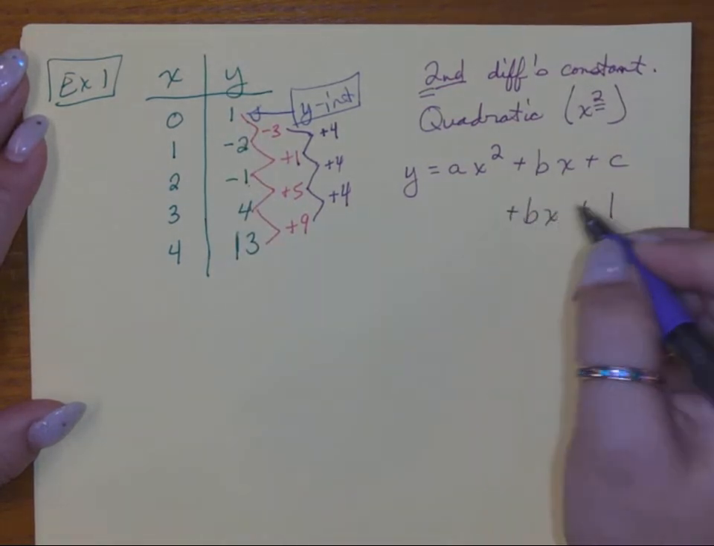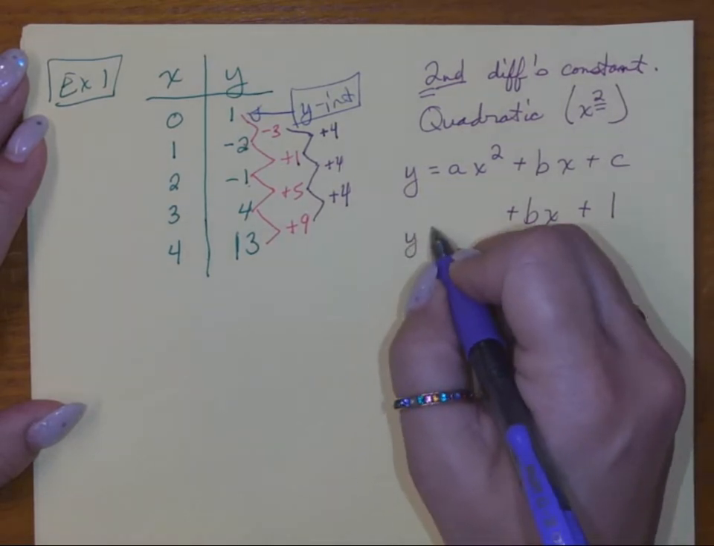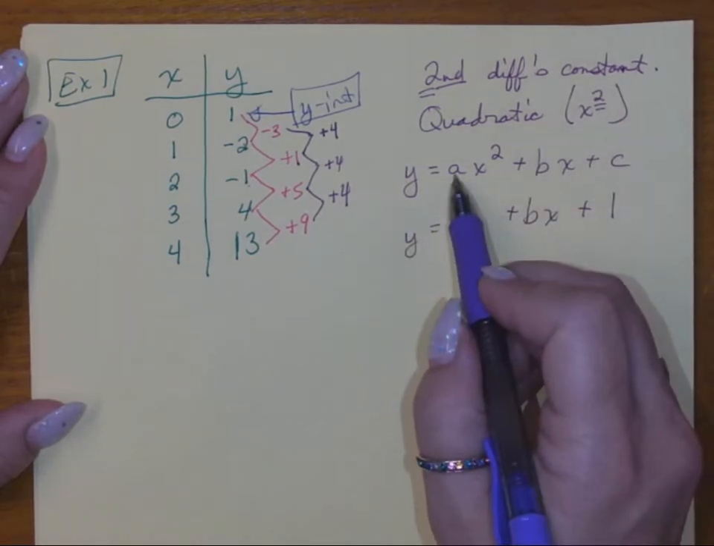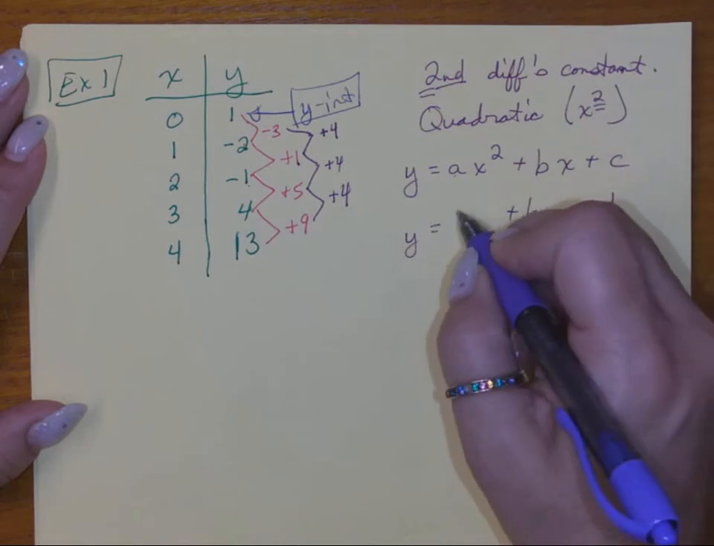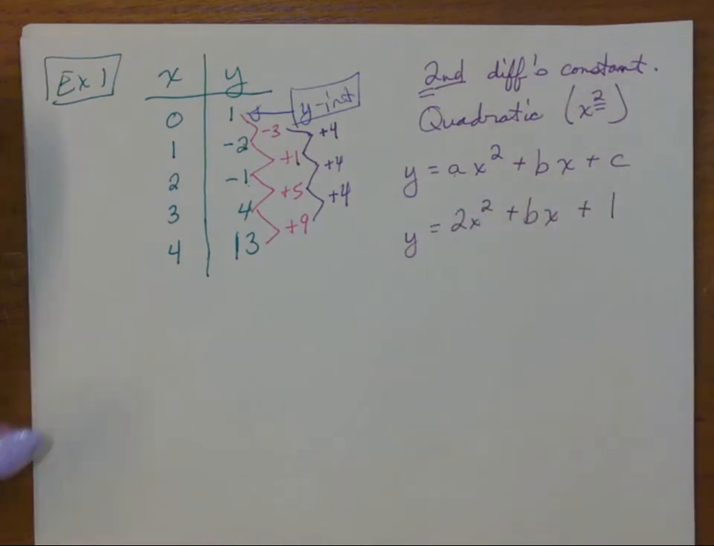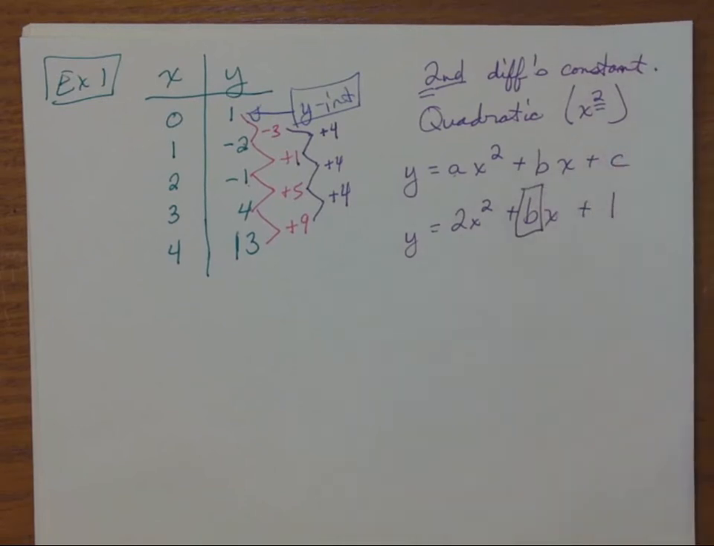I don't know a thing about the bx term, unfortunately, but I do know that a is half of the second difference. The second difference was 4, so it's going to be 2x squared. Then I can play with it for a bit and try to figure out what my b term is.